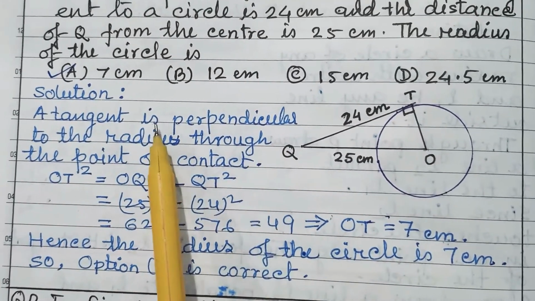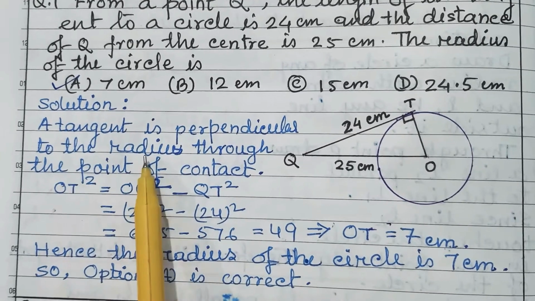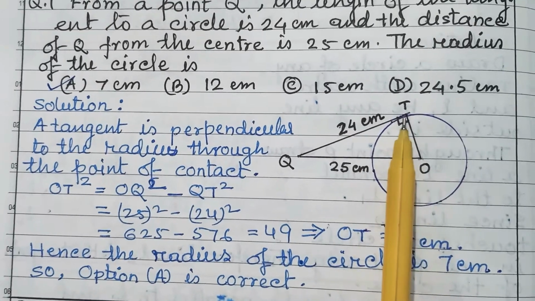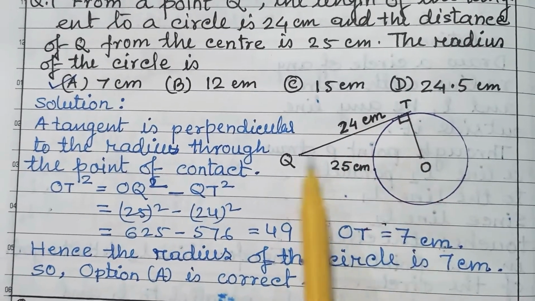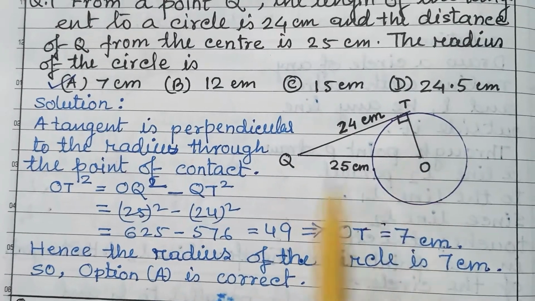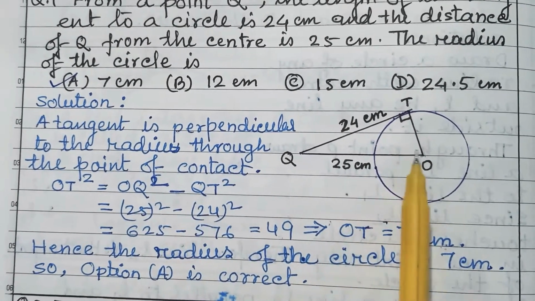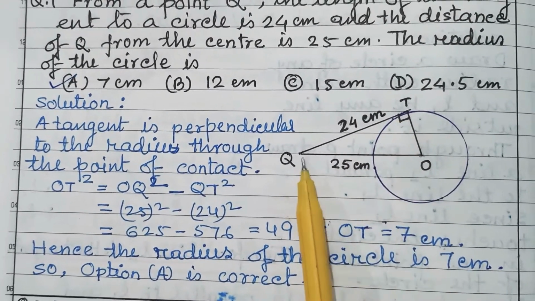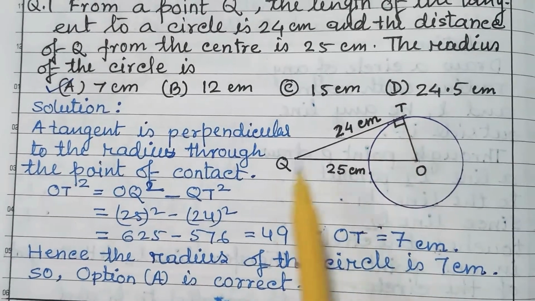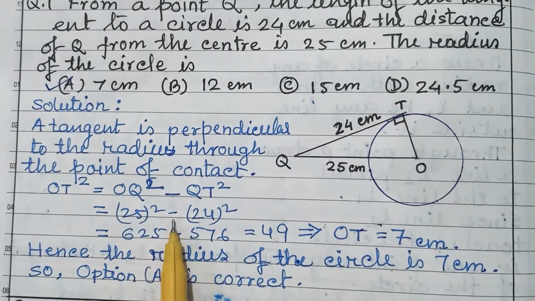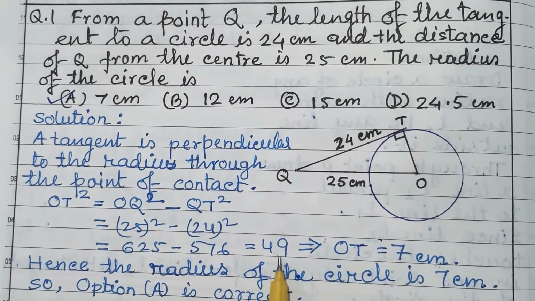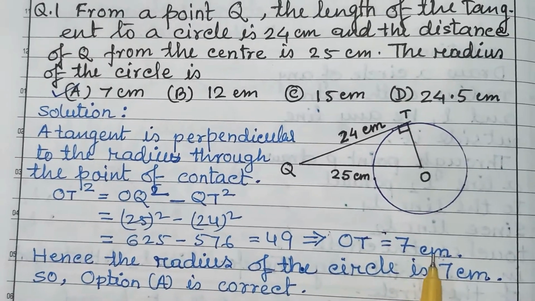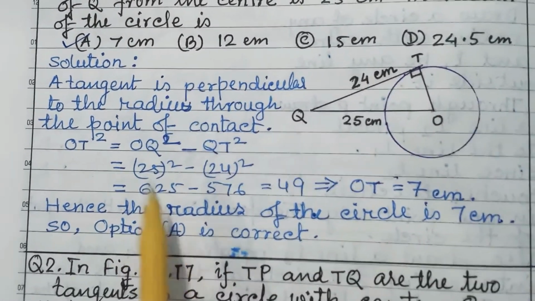Now tangent is perpendicular to the radius through the point of contact. Therefore, it is a right angle triangle. So we can write OQ square is equal to OT square plus PT square, means hypotenuse square minus base square. So it is 25 square minus 24 square, that is equal to 49. So OT is equal to under root 49, means 7 centimeter. So the right option is A.